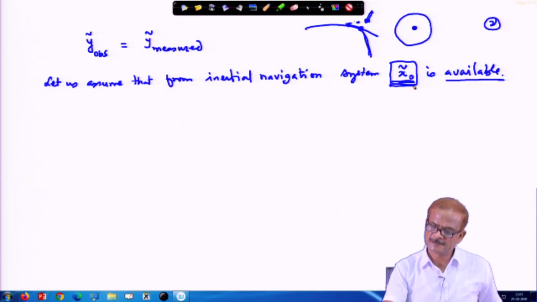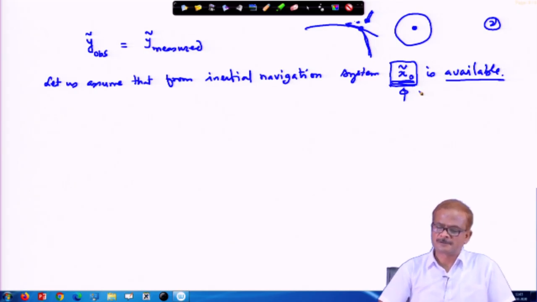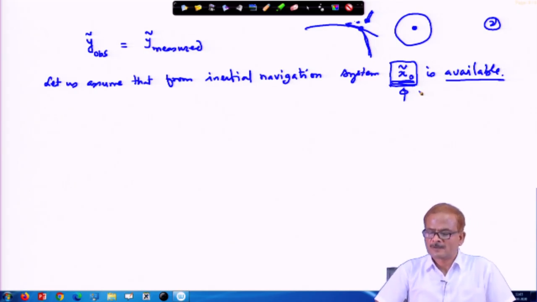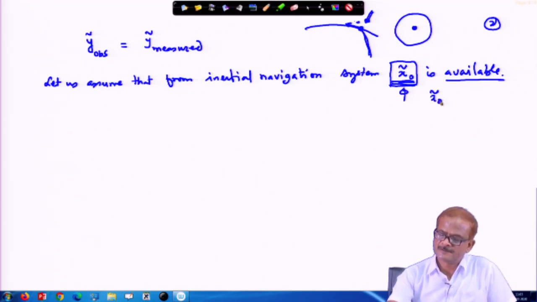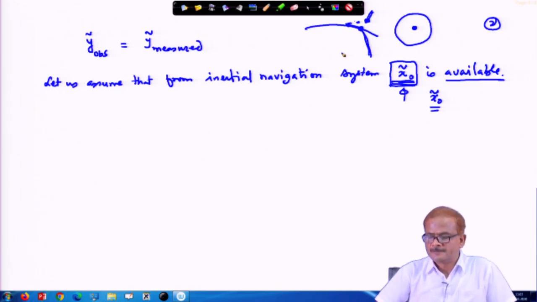Moreover, your inertial navigation system may not give you exactly the correct value. Okay. So, at the time of injection, if some error is there in the state, which we are writing as x tilde 0, then your orbit will change considerably.